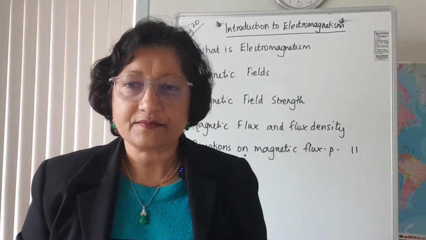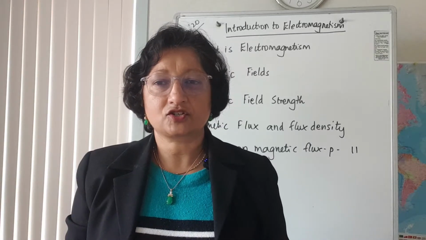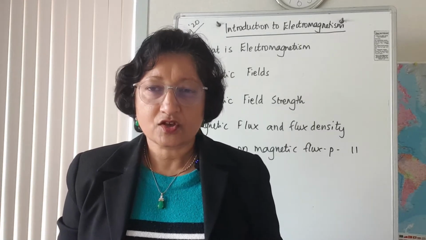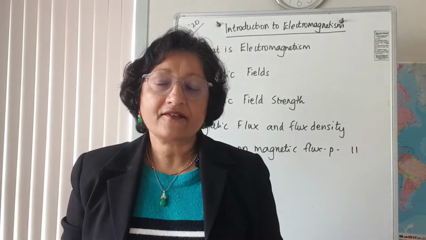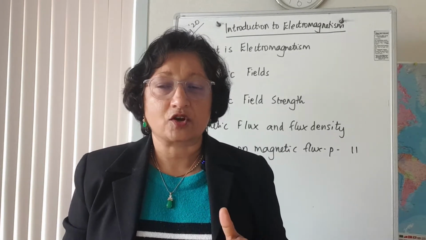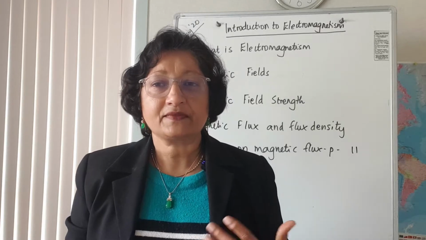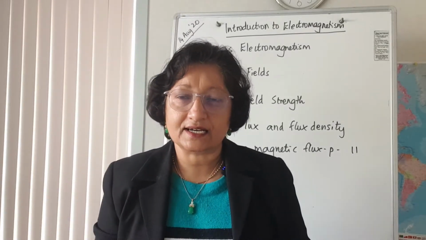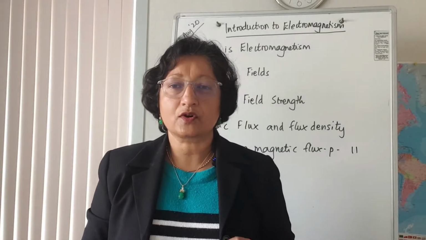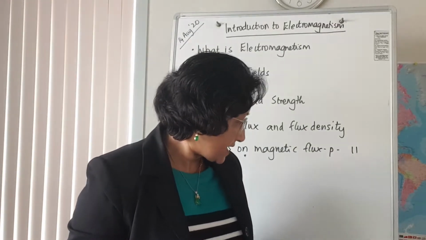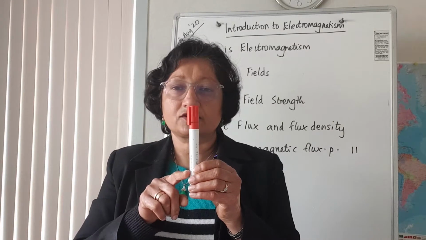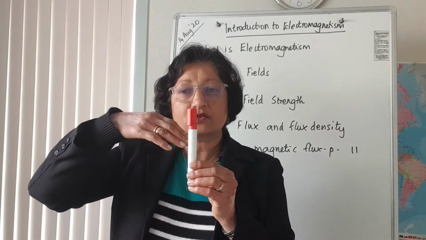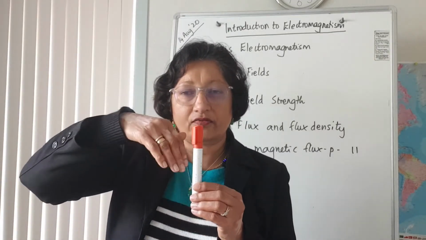So what is electromagnetism? Electromagnetism is really the study of the relationship between electric currents and magnetic fields. There's a connection between the two, because whenever you have electrons flowing, or whenever charges flow, there is a magnetic field around them. Looking at what we learned in year 11, you could have charges flowing through a long straight wire. If there's a current in a long straight wire, there is going to be a circular magnetic field around the wire.